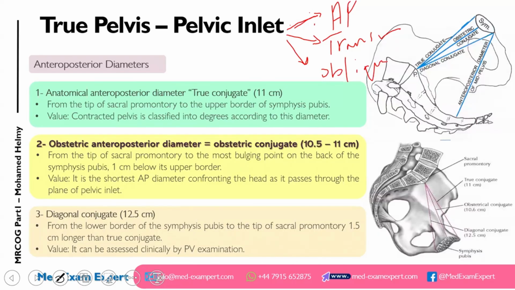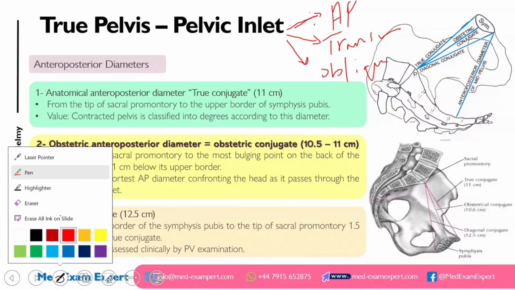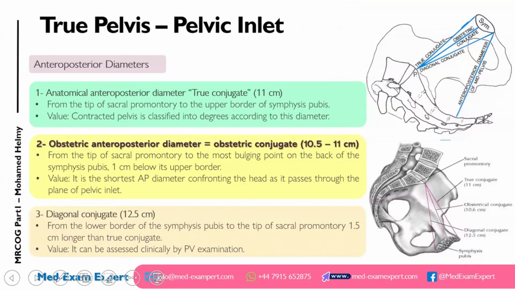Okay? Now let's talk about the anteroposterior diameters. The first diameter we have is called the anatomical anteroposterior diameter, or the true conjugate. The true conjugate.